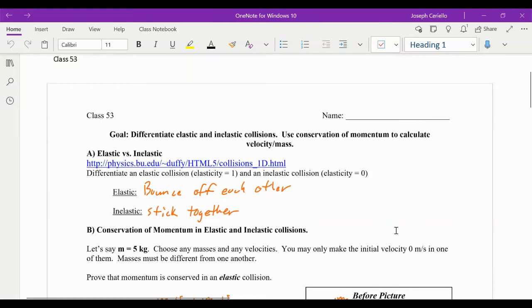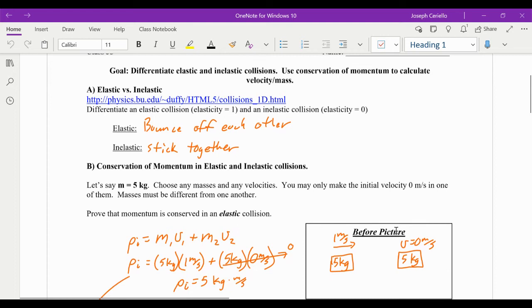Welcome to class number 53. We're going to differentiate elastic and inelastic collisions, and we're going to use conservation of momentum to calculate velocity and mass. So we said that elastic collisions are collisions where the two objects come together and bounce off each other, and inelastic collisions are when they come together and stick together.